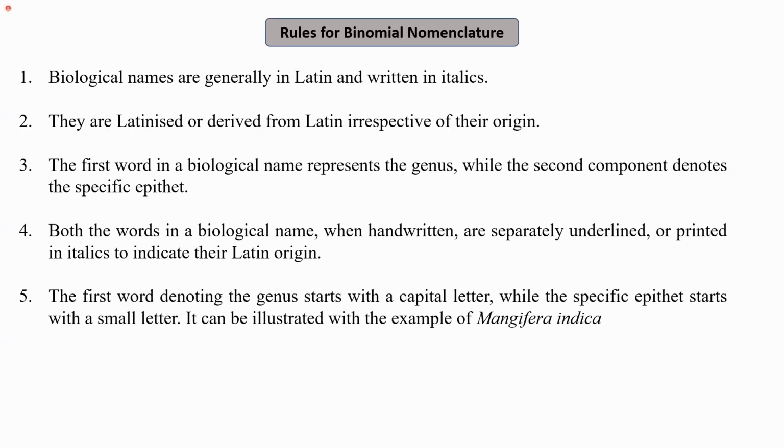Let me quickly summarize the rules. A biological name should be written in italics or underlined. It should have a Latin origin, and the first word represents the genus, the second word represents the species, which is the distinctive characteristic of the organism. Both words, when handwritten, should be underlined separately, not together. This is very important. In print, they should be in italics. The first word, denoting the genus, should be capitalized, while the second word, the species or specific epithet, always starts with a small letter.